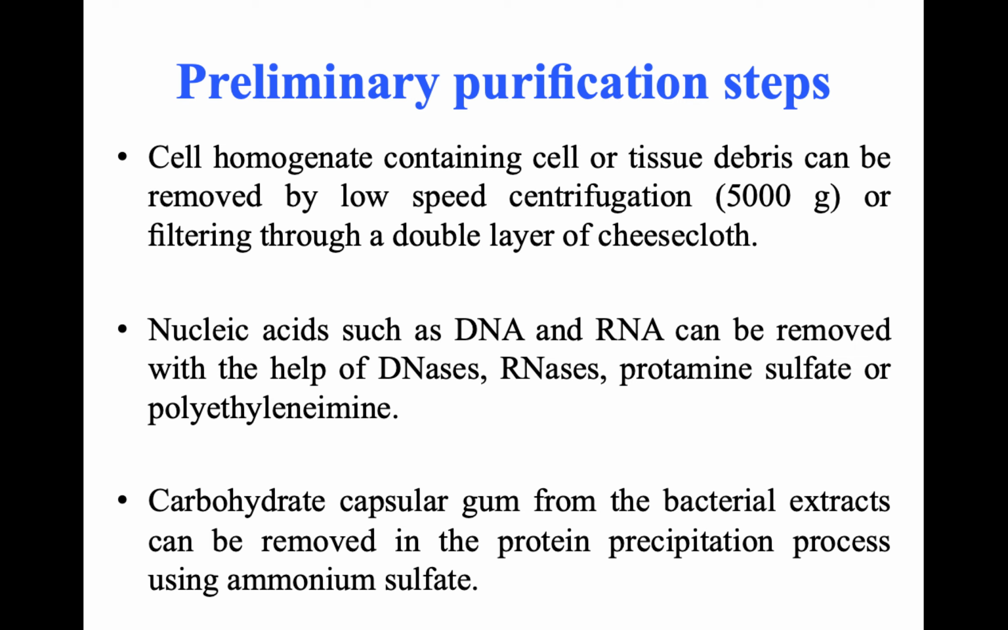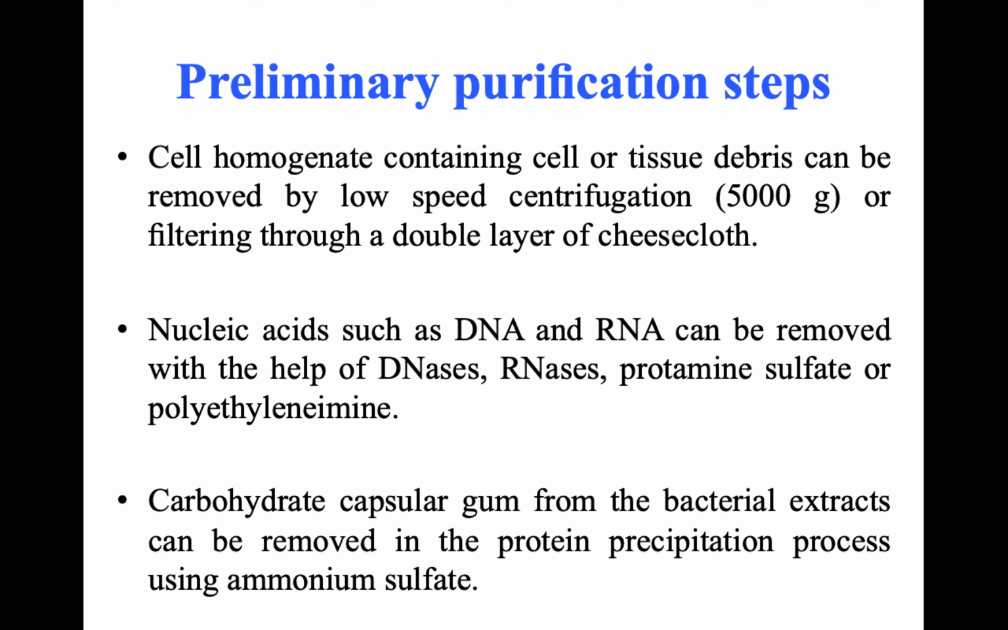And in addition, in the case of the bacterial extract, it will have the carbohydrate capsular gum. It can be removed in the process of protein precipitation using ammonium sulfate. So these are the preliminary purification steps that we need to do.